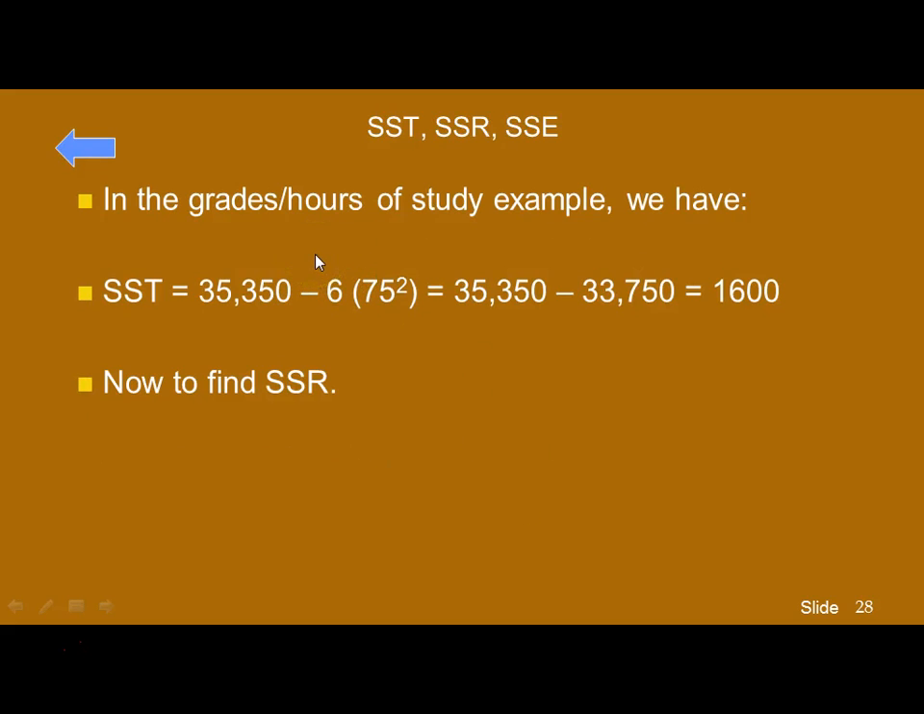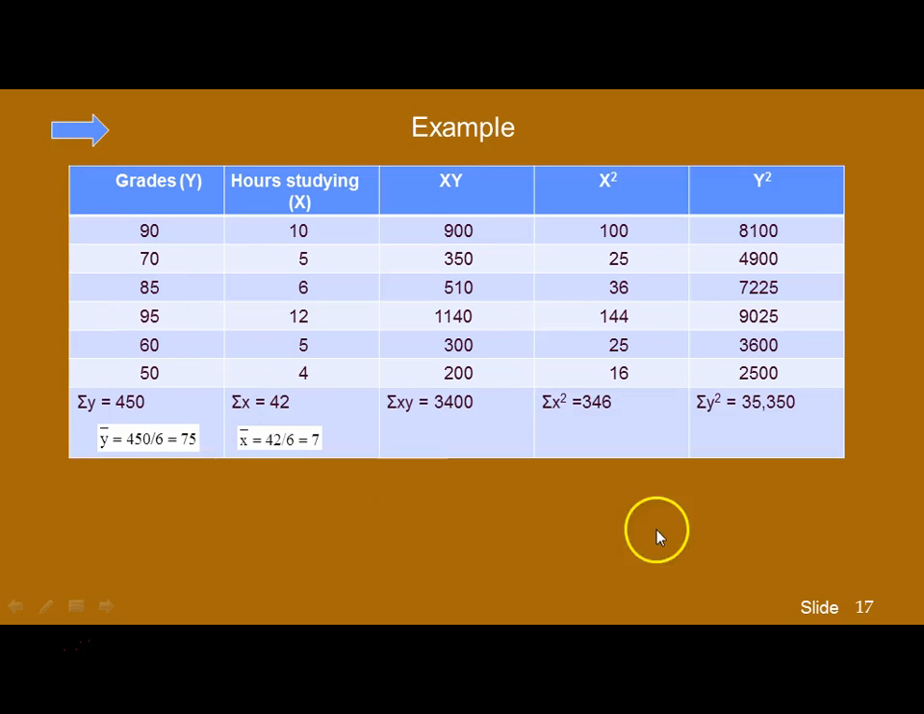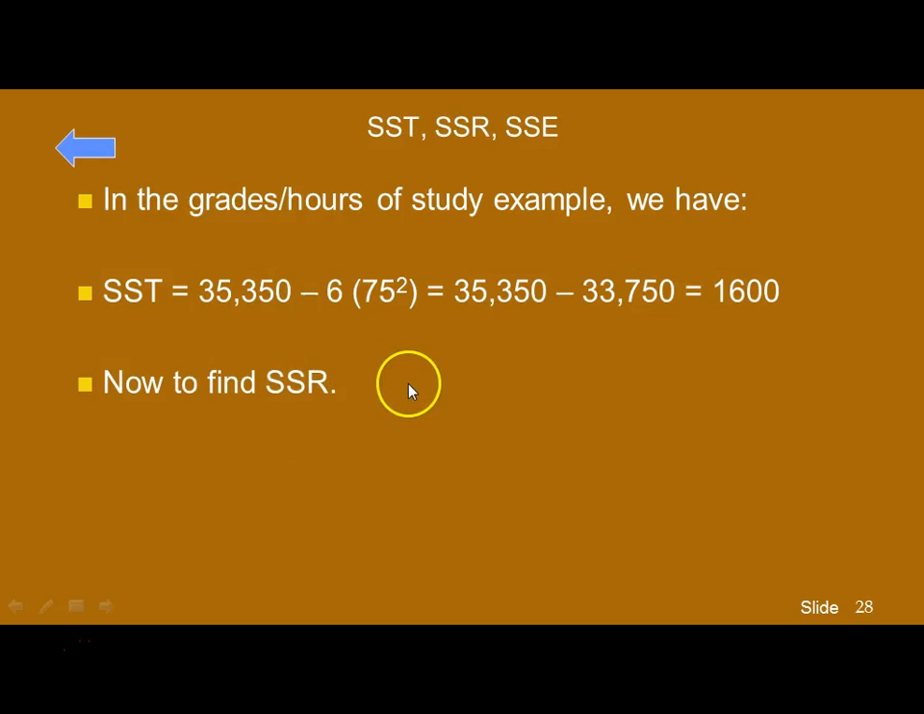If we go back to the regression example we were doing on grades and hours of study, go back to the calculations, and I'll jump back there in a second. SST would have been 35,350, that's summation y squared, minus n times y bar squared, which would be 6 times 75 squared, and this turns out to be a nice even round 1600. Let's jump back to our regression problem. Remember, I gave you summation y squared here was 35,350, y bar was 75, n was 6, and those are the things you're going to need to get SST.